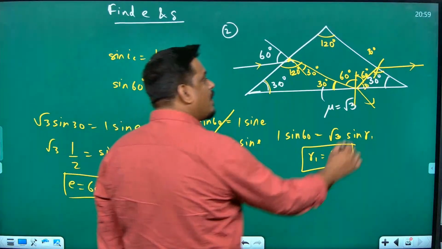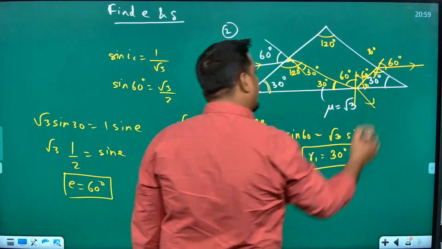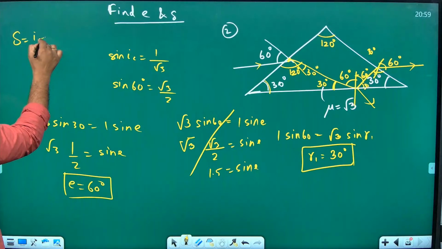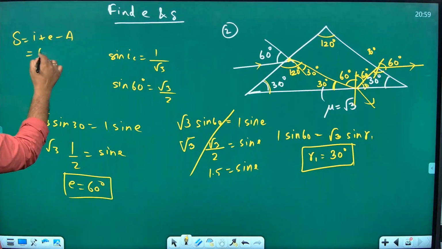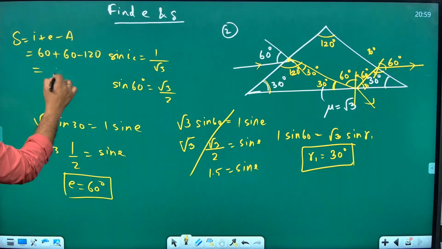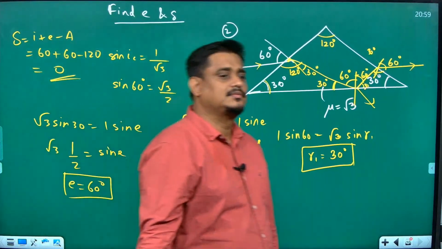So light will come out with what angle? What will be the angle of deviation then? 0. Let us check that. Delta is equal to I plus E minus A. What is I? 60. What is E? 60. What is A? 120. How much is that?